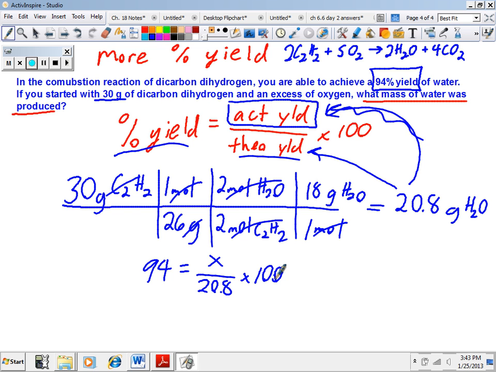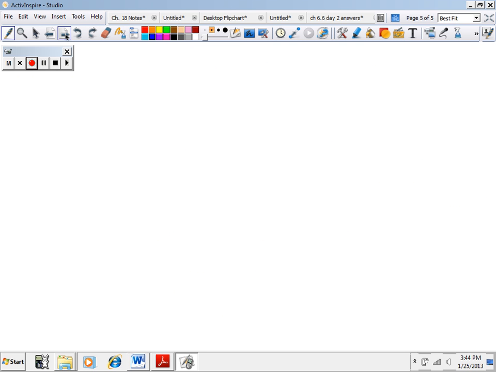You can leave off the 100%, the 100 on the other side, if you do the percent yield as a decimal, 0.94. And you're going to see why that is. Let's go ahead and solve for x. So we divide both sides by 100, which is where we get the 0.94. Let's move to the other page here. So we're going to have 0.94 is equal to x over our theoretical yield, which was 20.8. Multiply both sides by 20.8.